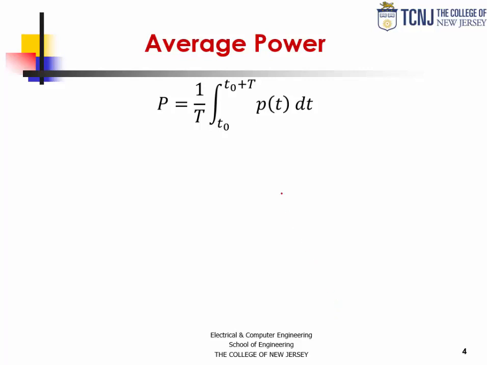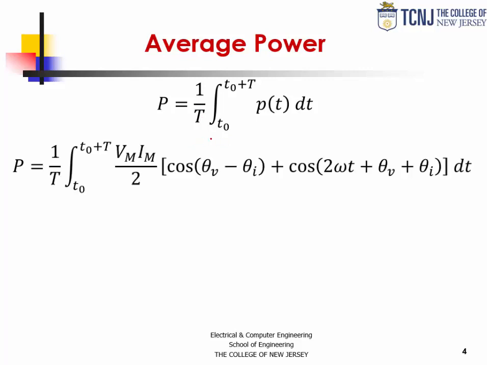Now let's look at average power. For any periodic signal, the average over time is given as the integral of the signal over time over any period T divided by the period. So as we apply that to the expression that we just found for p of t, we get this expression here for the average power.